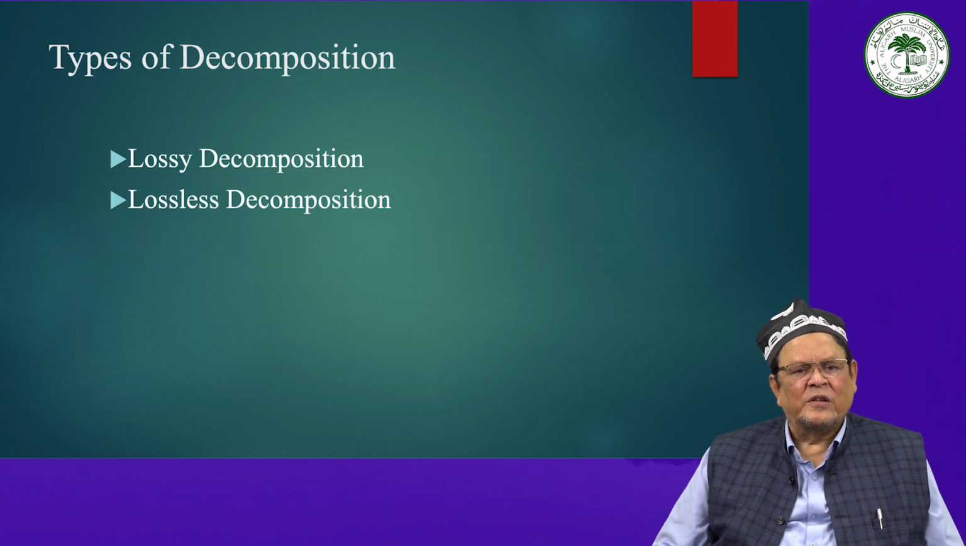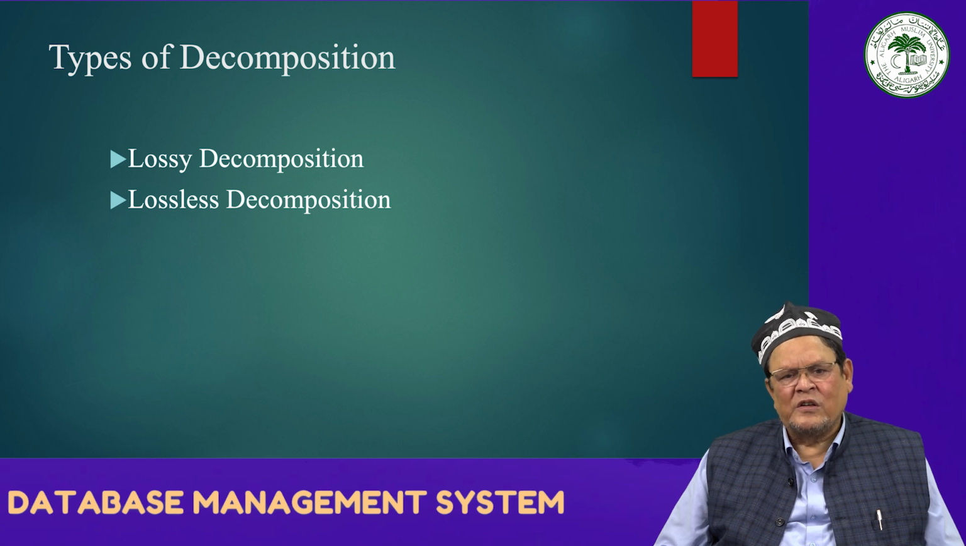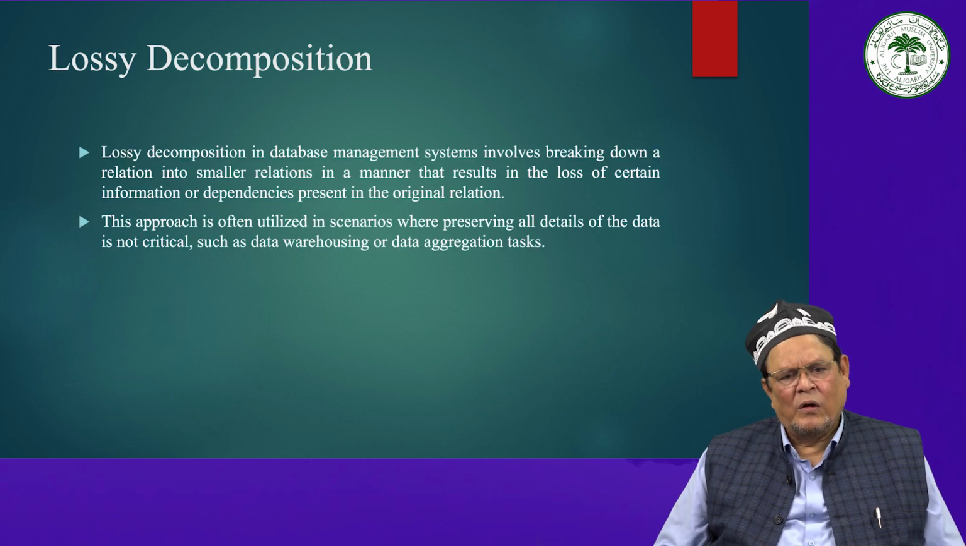Types of decomposition. Decomposition in database management system is a fundamental process in database design, aiming to improve the data organization, reduce redundancy, and ensure data integrity. The main types of decompositions are lossy decomposition and lossless decomposition.